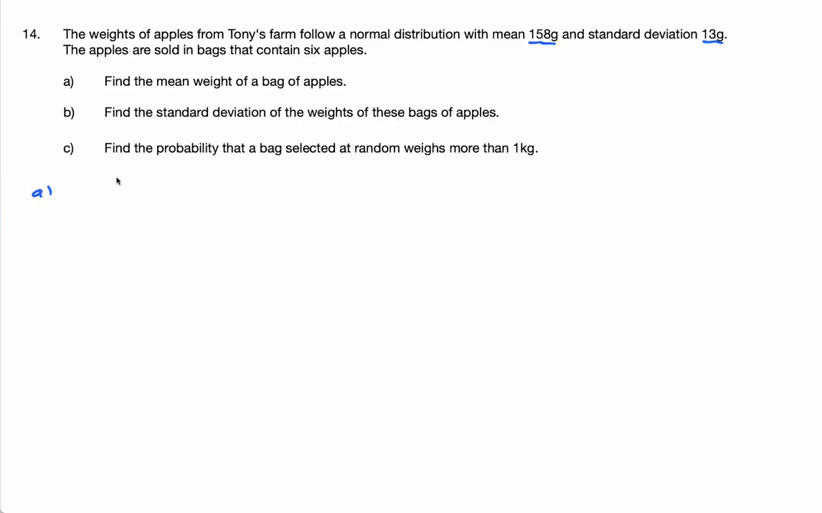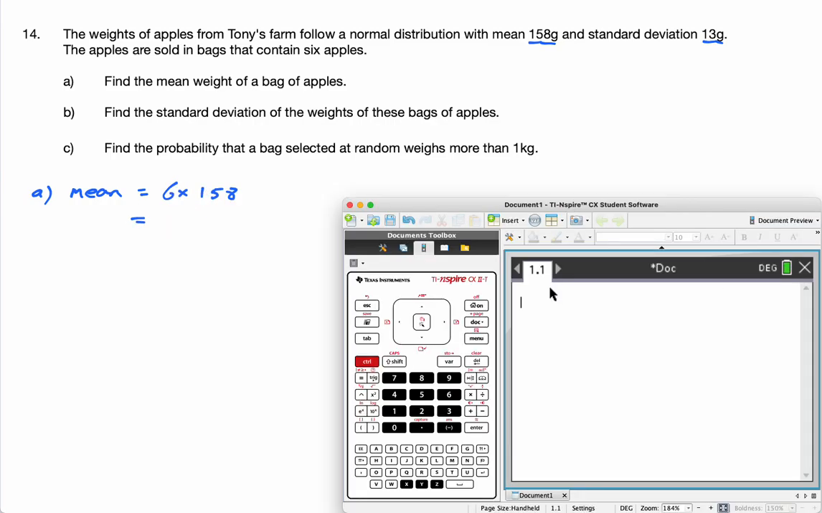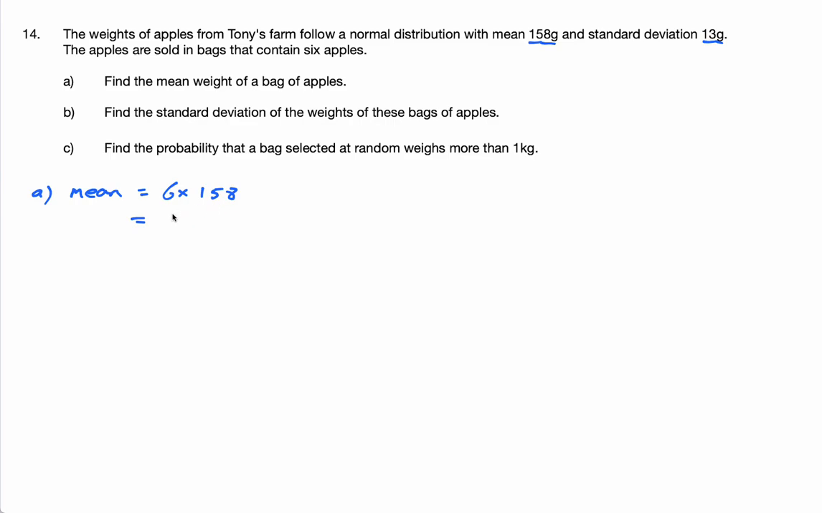Okay, that's pretty straightforward, guys, because the mean is just going to be 6 times 158. Let's do that, 6 times 158, 948. This is because, well, obviously, if one apple has a mean of 158, 6 apples have a mean of 6 times 158.